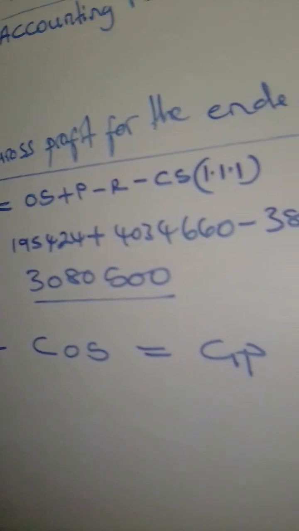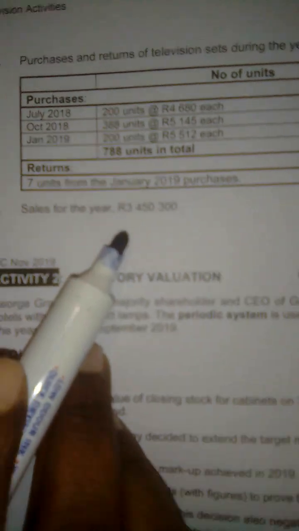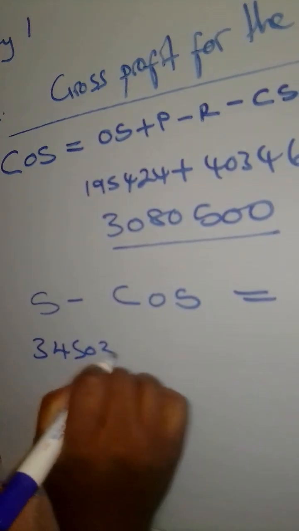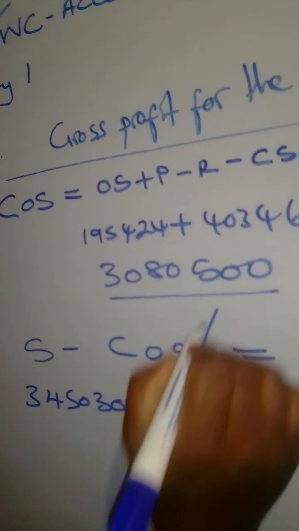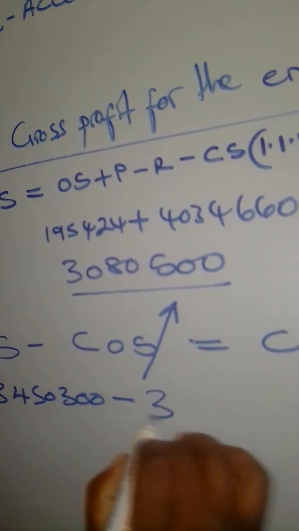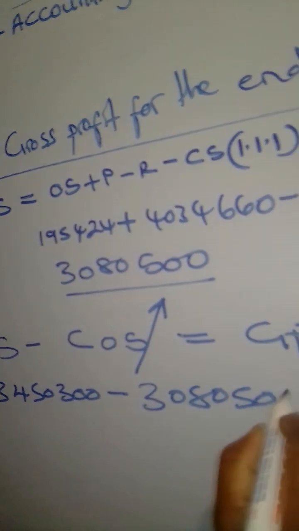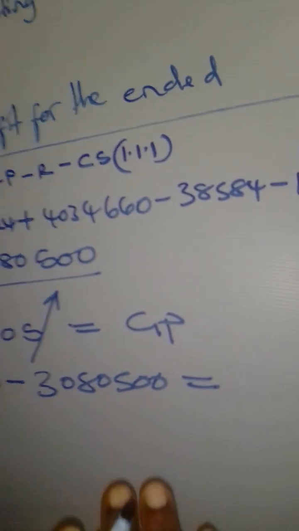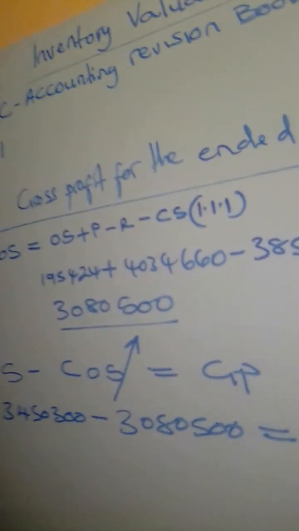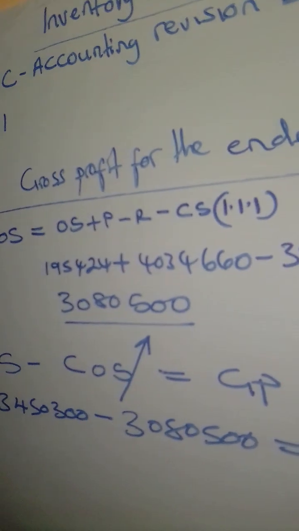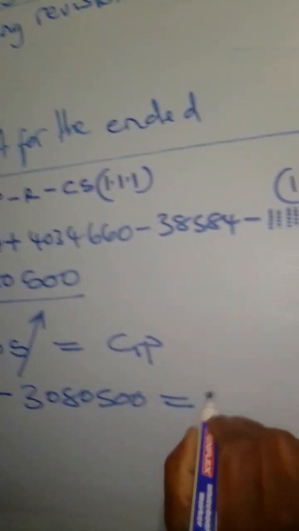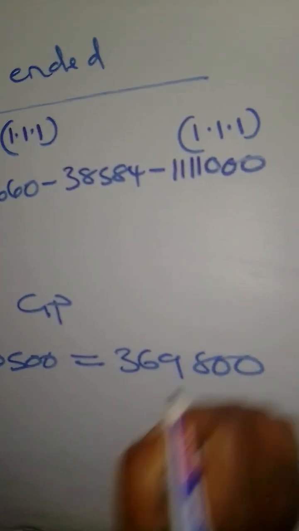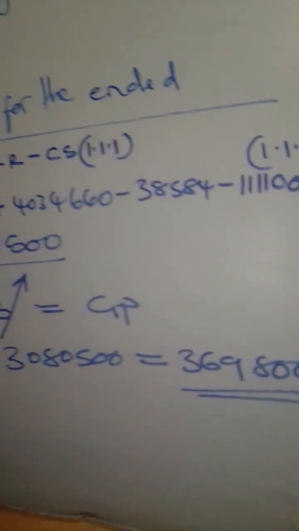Are we given the sales? Let's look at the information. Let's go on to information C. Sales for the year is 3,450,300. 3,450,300 minus this cost of sales that we calculated here, 3,080,500. Therefore, our gross profit is, let's go to our calculators. It will give us something like 369,800 is our gross profit.